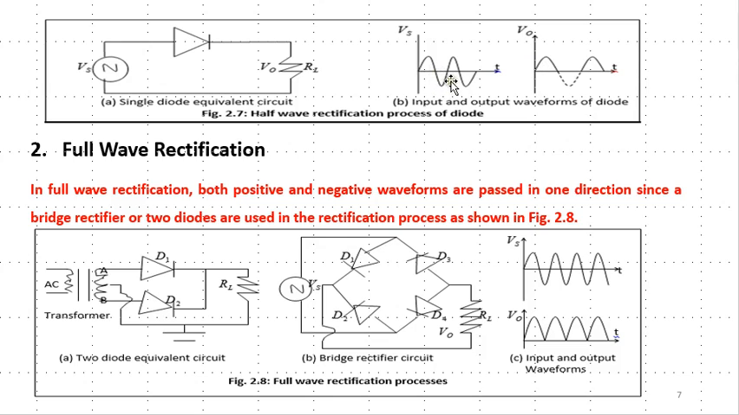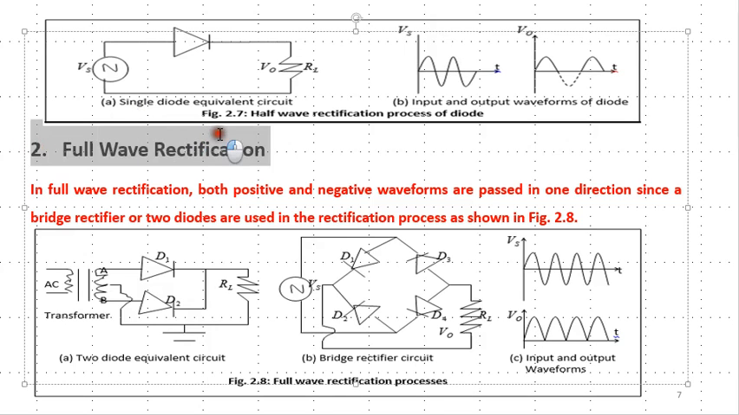When the negative comes, the diode is now reverse biased. It will block it, meaning it will not allow the segment to pass. When the next positive comes, it will be allowed to pass. The next negative is blocked. If you look at this, we are allowing only one polarity and blocking the other one, and that is why we call it the half wave rectification process.